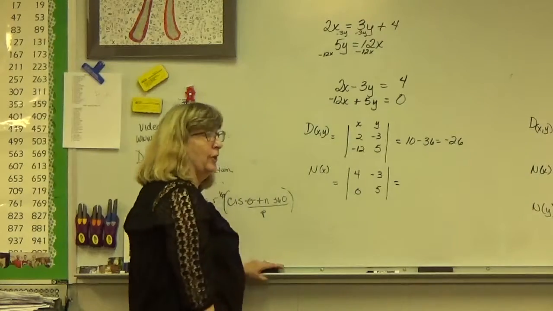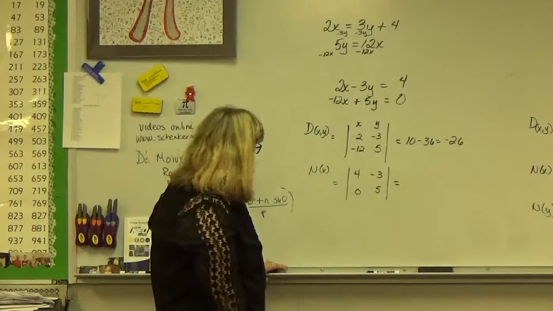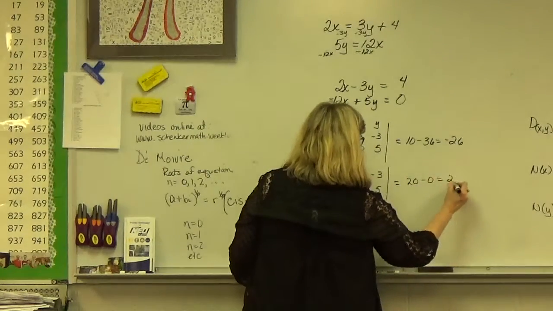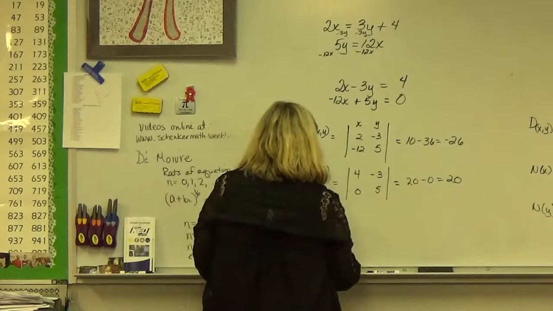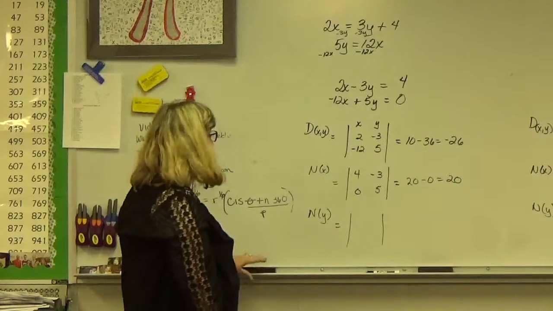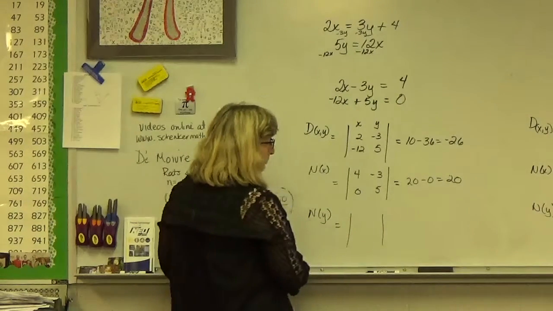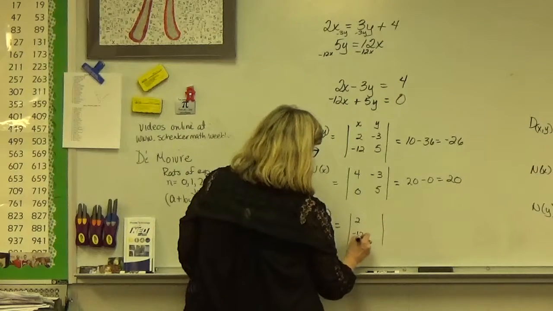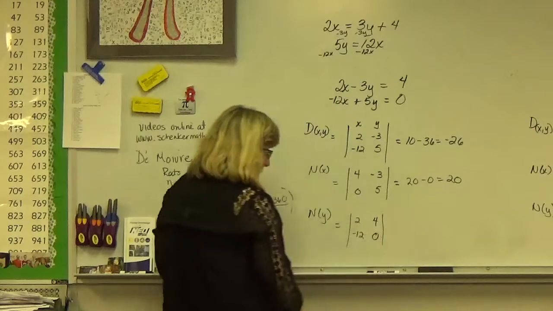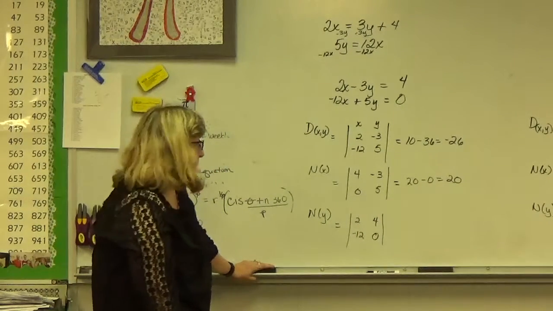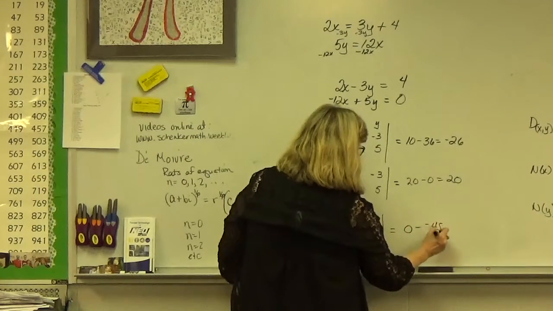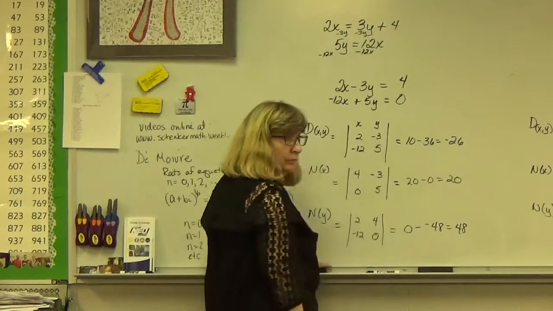So if you want the numerator for x, it's the x that has to change, okay? So, Dylan, what would you get when you evaluate it? 20 minus 0, which is 20. Numerator for y, Nicholas, how would we set it up? It would be 2 and negative 12 for the x column, and we have 4 and 0 for the y. Good. And now Spencer, you get to evaluate. It'd be 0 minus the negative 48. So 48 positive then?